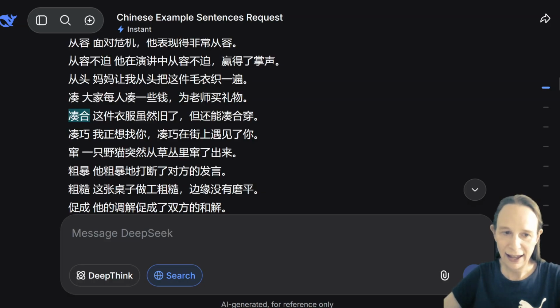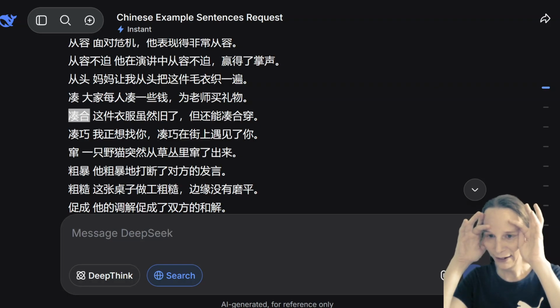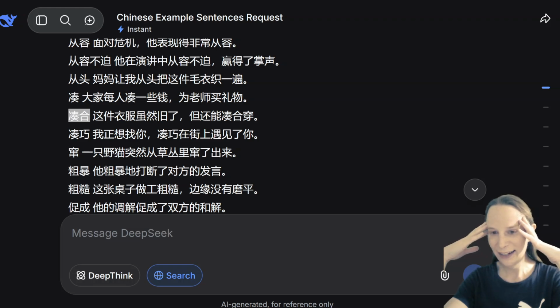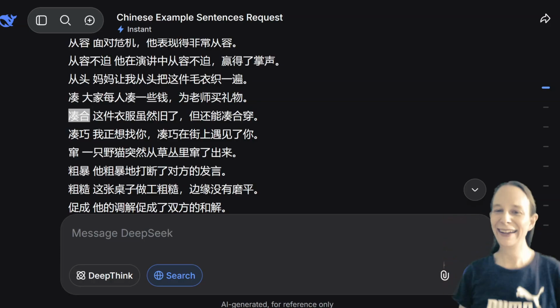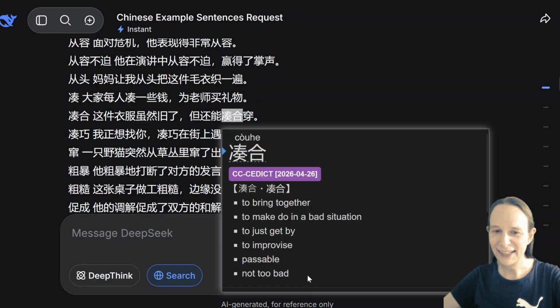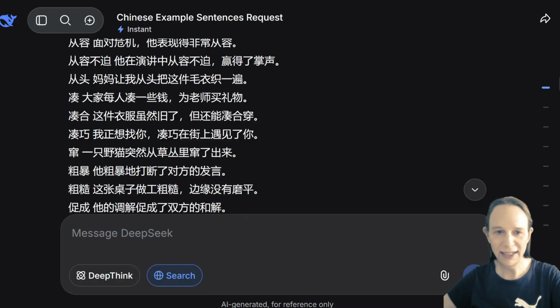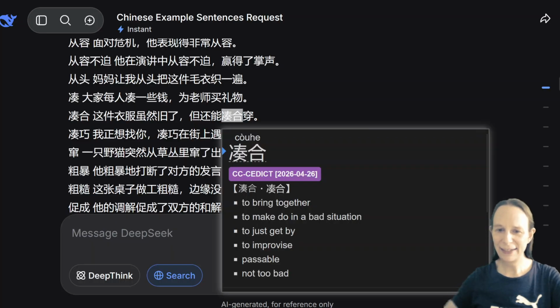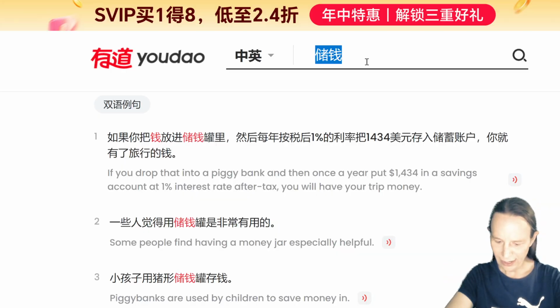Okay, 凑合. So this is used when you can kind of just put up with something for a temporary period of time. 这件衣服虽然旧了，但还能凑合穿. So these clothes are not ideal. You don't want to wear them, but just wear it for a little bit. You kind of suck it up and put up with it. It'll do for now. 凑合. There is also this 'bring together' meaning. How important is that definition? Most of the time, 凑合 means make do in a bad situation. That's the usual one. I think we'll just leave it. These other ones are kind of rare.